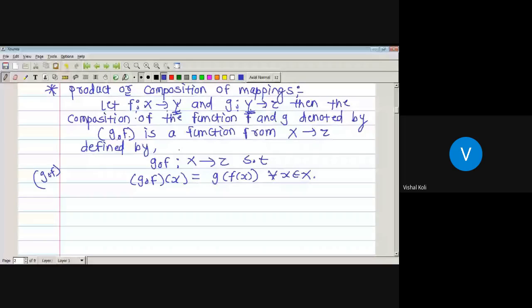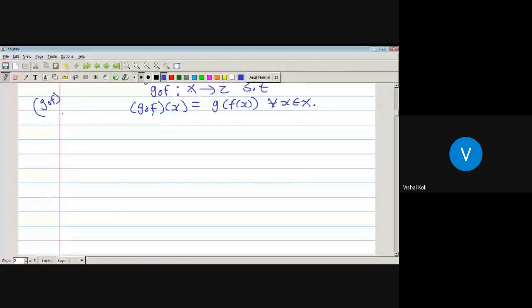Since f is going from X to Y and g is going from Y to Z, therefore g composite f is going from X to Z, which is defined by g composite f of x equal to g of f of x for all x belonging to capital X. We will take some examples and find out the g composite f mapping.